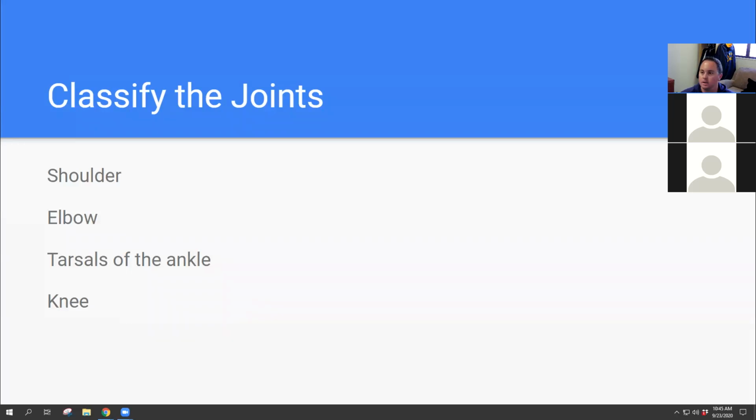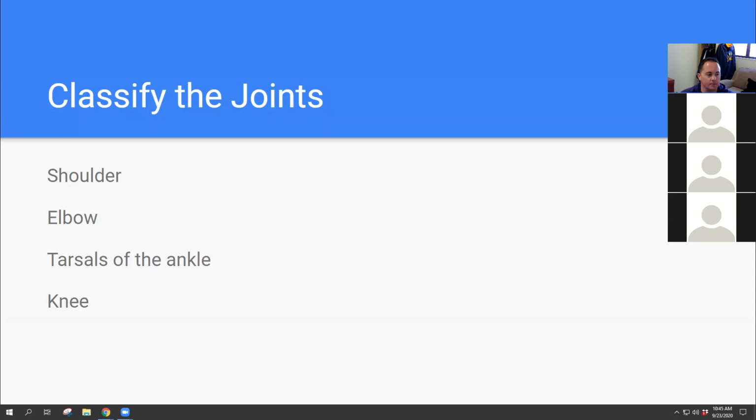Good. Elizabeth, what'd you get for the elbow? A hinge joint. Great. It can really only do 2 movements, flexion and extension, and that is it.